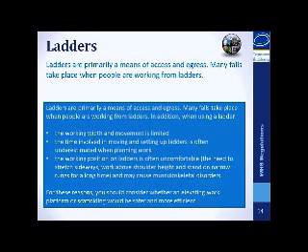For these reasons, you should consider whether an elevating work platform or scaffolding would be safer or more efficient.